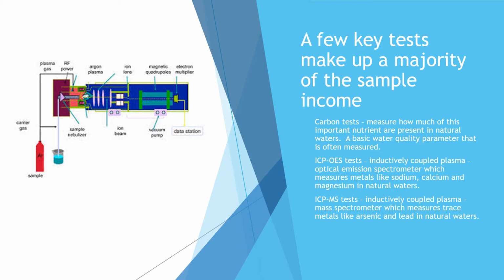ICP-MS, Inductively Coupled Plasma Mass Spectrometer, measures trace metals like arsenic and lead in natural waters, and it gives an idea about the environmental and health impacts of different waters. And so those are the 3 tests that we're going to be focusing on for this predictive model because they're important and they're very often requested tests.